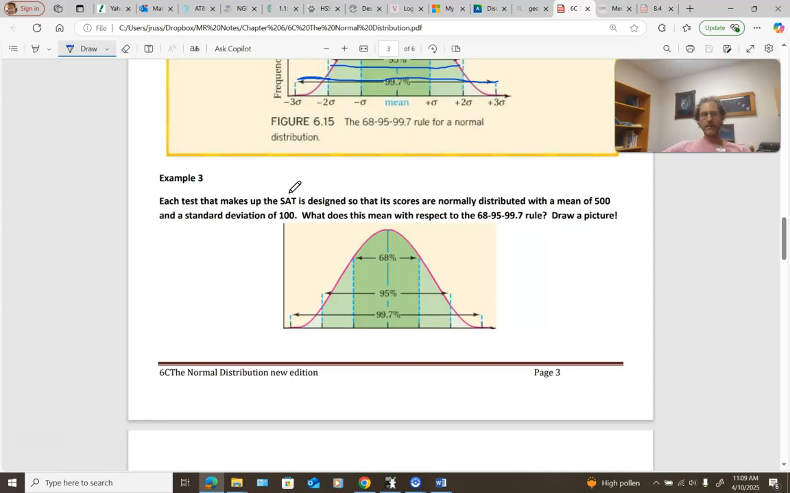The SAT is designed such that its scores are normally distributed with a mean of 500 and a standard deviation of 100. So what does this mean with respect to the 68, 95, 99.7 rule? And then draw a picture. I pasted this graphic in here. In the context of this rule, the mean would be right in the middle, so a score of 500 would be right in the middle.